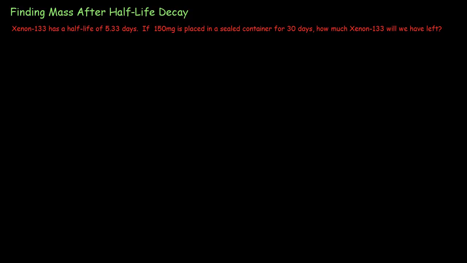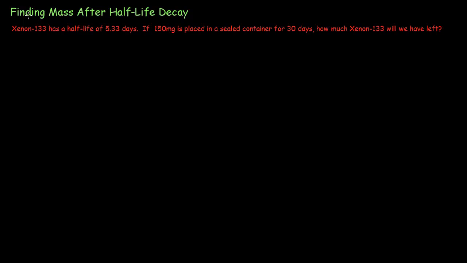In this video, we're going to work through an example of finding the mass of a substance after it's gone through a certain amount of half-life decay. So I have an example written here. Xenon-133 has a half-life of 5.33 days. If 150 milligrams is placed in a sealed container for 30 days, how much Xenon-133 will we have left?